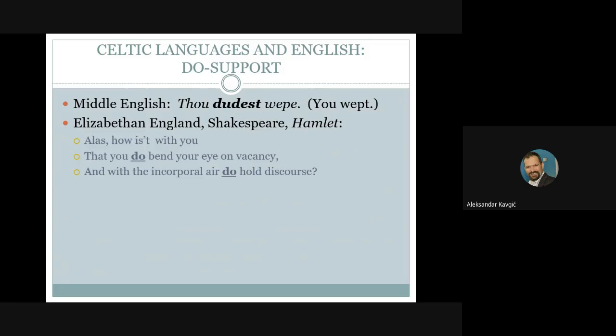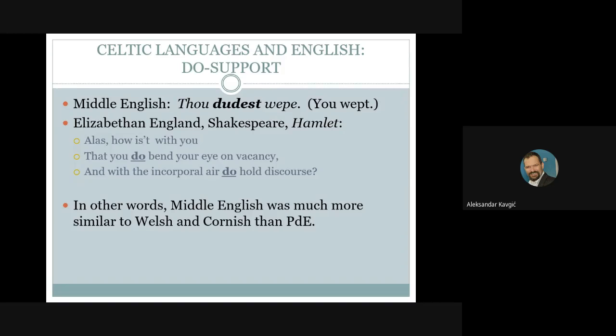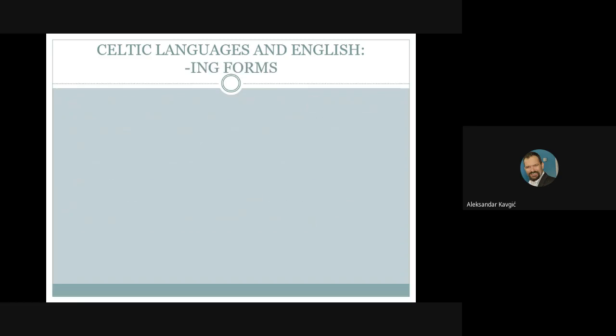From this perspective, you may think, okay, but Shakespeare was just putting it there like we put it today to emphasize, like, he does love you. But it was actually quite common. And it is quite common also in situations where it's obvious that the speaker is not emphasizing anything. So even in the times of Shakespeare, there was still a lot of evidence that do support, and do was used even in declarative sentences. So in other words, Middle English and even early modern English was much more similar to Welsh and Cornish than the present day Germanic.